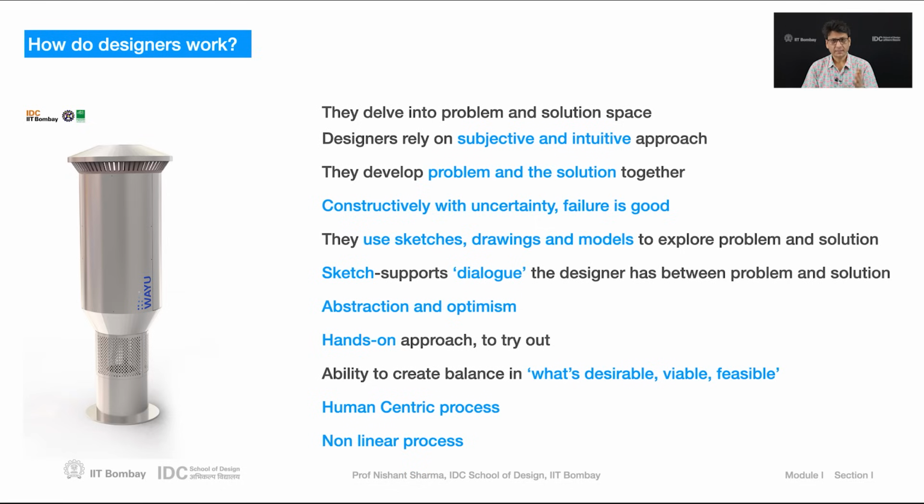Designers operate at a high level of abstraction, fueling their optimism to drive innovation and create a better future. This non-linear, human-centric approach ensures that design continually evolves and adapts to meet the changing needs of the world.